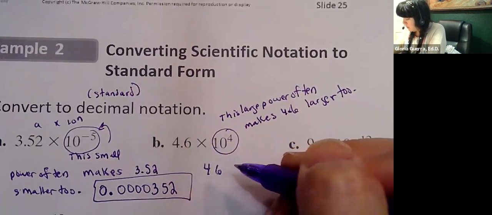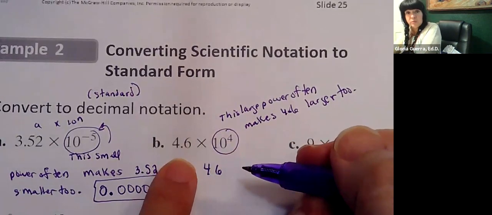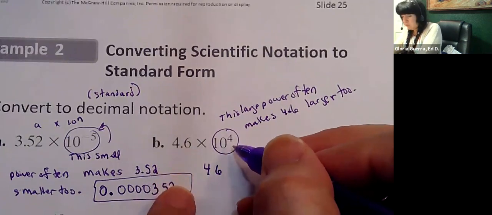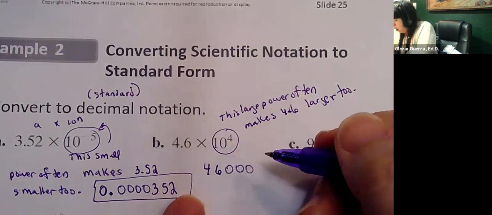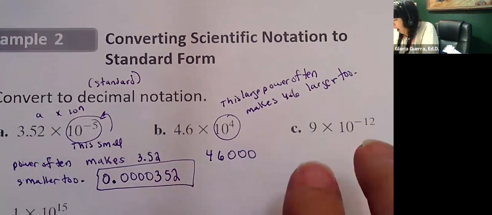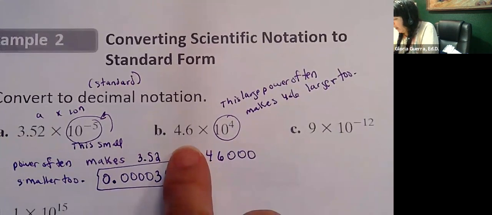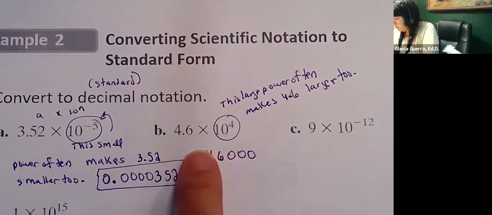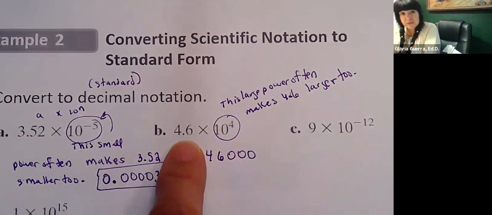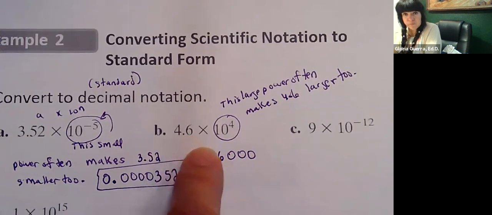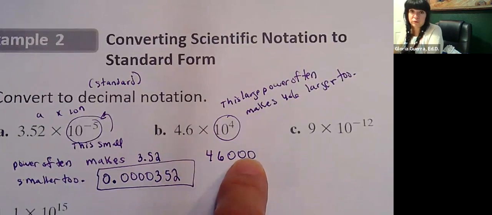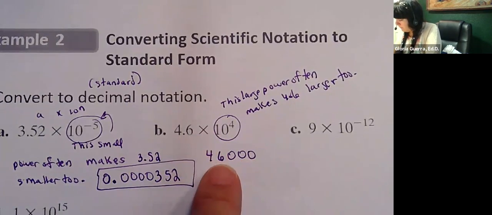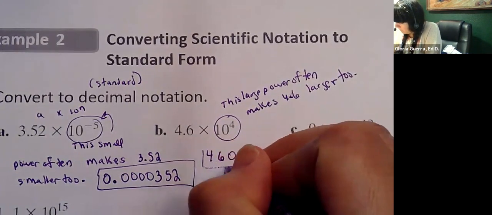4, 6, and then I have to make this large. So I'm going to move to the right, but 4 times. Excuse me, 4.6 times 10 to the 4th. So it makes this large. So I want to move this to the right 4 times. So this 6 counts as one move, but then instead of 4, you need 3 other zeros.